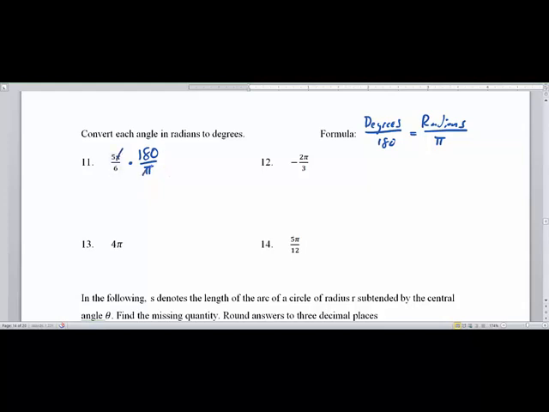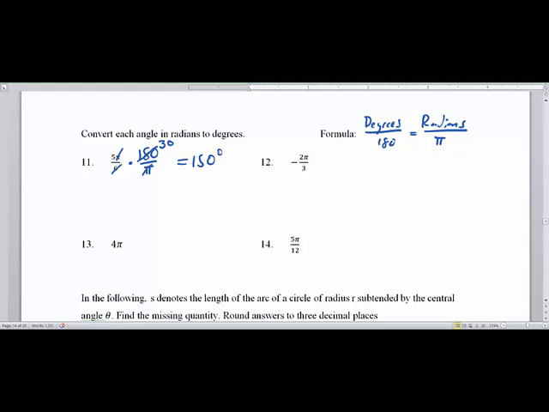So the pi is simplified to 1, and the 6 divides the 180 using cross cancellation there, or really just simplification. 180 divided by 6 is 30. So what we have left in the numerator is 5 times 30. This is 150 degrees.